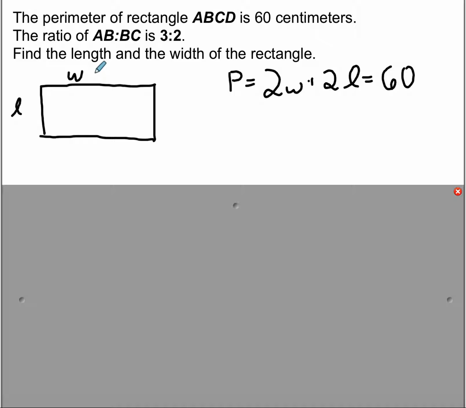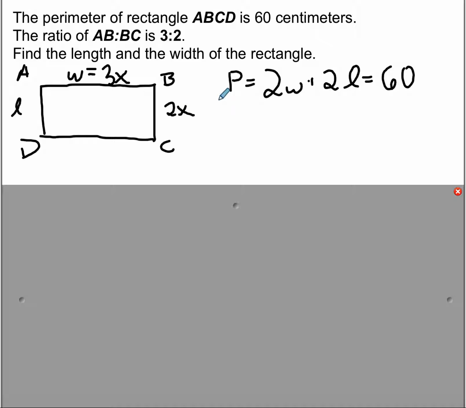So we don't know what the width is, but we know that the ratio of the width to the length is this ratio of 3 to 2. If this rectangle was A, B, C, D like this, then AB to BC would be 3 to 2. So obviously the width and the length aren't 3 and 2, but it's going to be 3 times some number and 2 times some number.